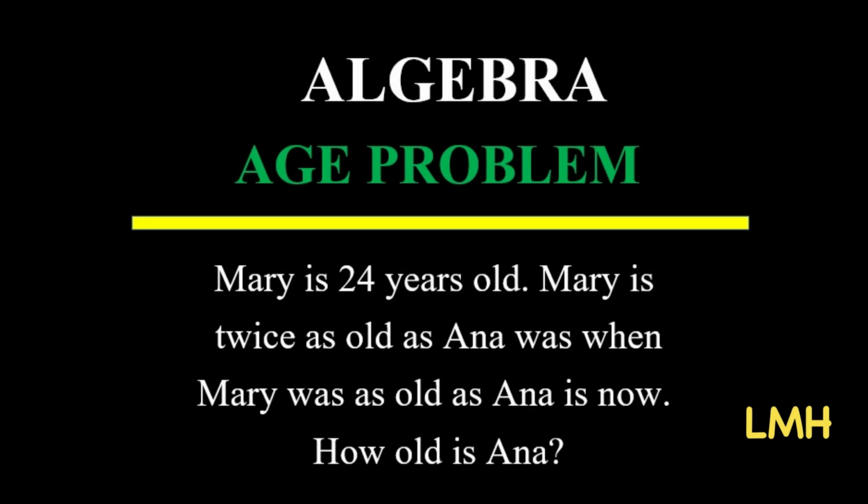Mary is 24 years old. Mary is twice as old as Anna was when Mary was as old as Anna is now. How old is Anna? In this problem, we are going to tackle an age problem.